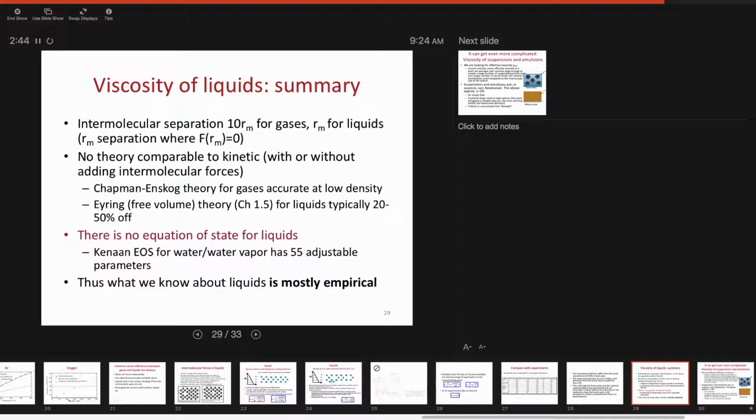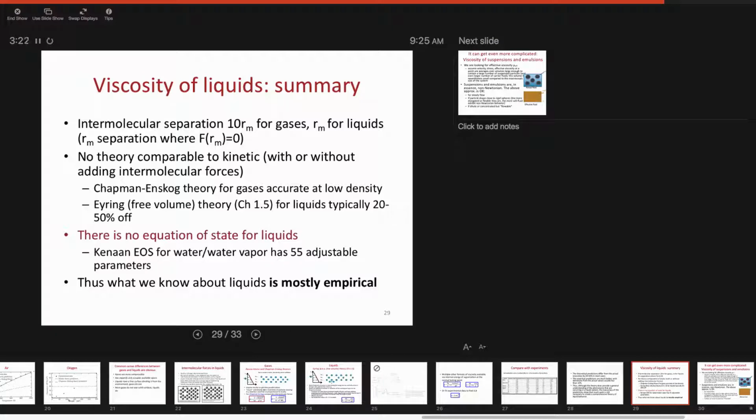This Eyring, or sometimes called free volume theory, that we use to derive liquid viscosity, is typically 20 to 50% off. There's also no equation of state for liquids. For gases, we have pretty good equations of state, like Peng-Robinson, which is commonly used, and I think it has 2 or 3 parameters, right? Whereas for liquids, you have up to 55 adjustable parameters.